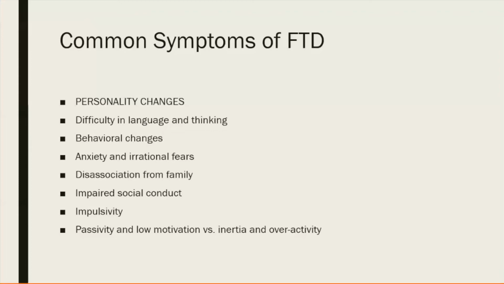Again, that impulsivity might be grabbing something, putting it in their mouth. It might be breaking something, right? It might be groping. We all have those flickering thoughts. That's very normal, but we have impulse control. And then there's passivity and low motivation versus inertia and overactivity, right? So we can see that slow checking out that people experience, but we can also see more of the hyper behaviors of pacing.